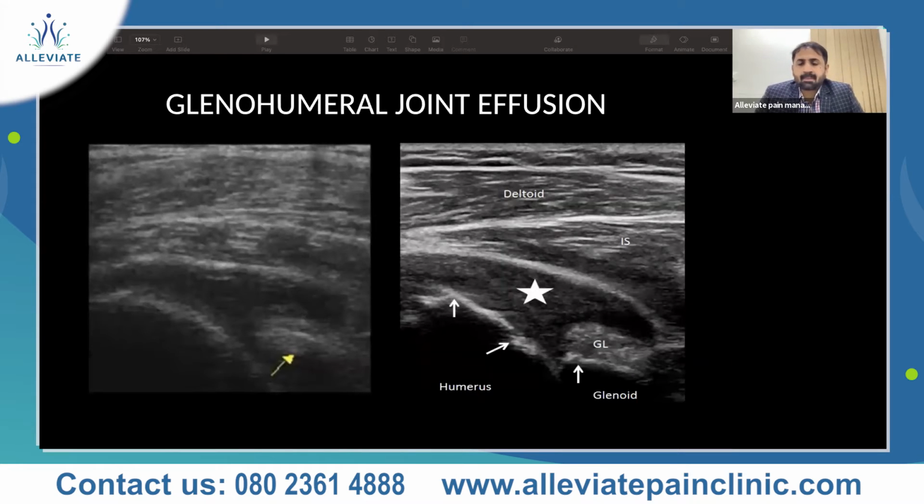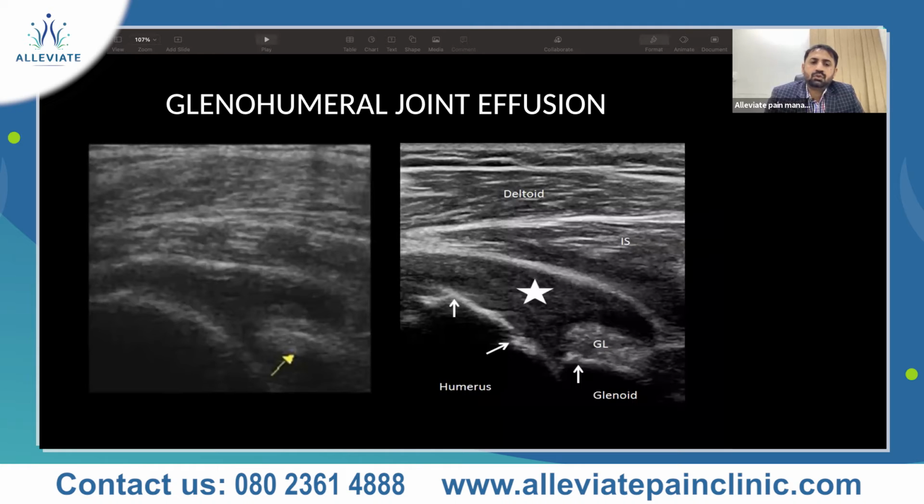Glenohumeral joint effusion is not as common as a knee effusion, but again you see the cortical irregularity. You look for any effusion. Basically this is in the posterior aspect. So this is your deltoid, this is your infraspinatus.